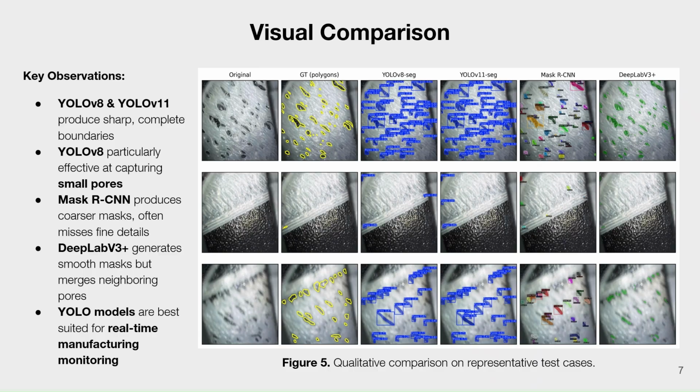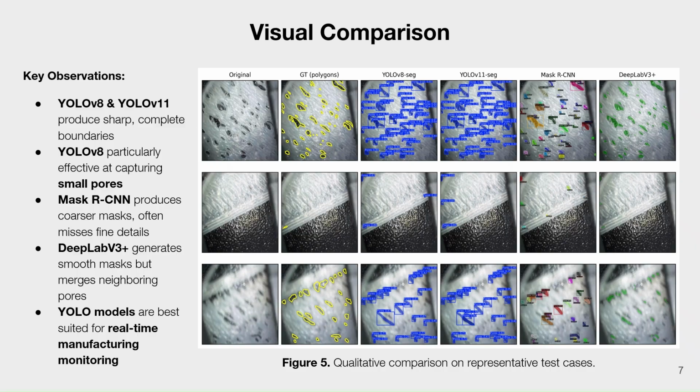So now let me show you what it actually looks like in figure 5. We picked 3 different cases on purpose. The top row has lots of pores packed together, the middle row has just a few scattered ones, and the bottom row is blurry. So, the kind of thing you would actually see during printing.